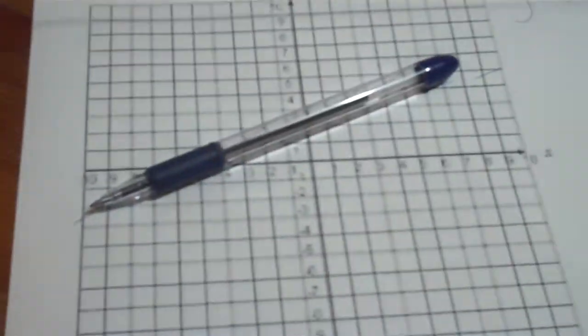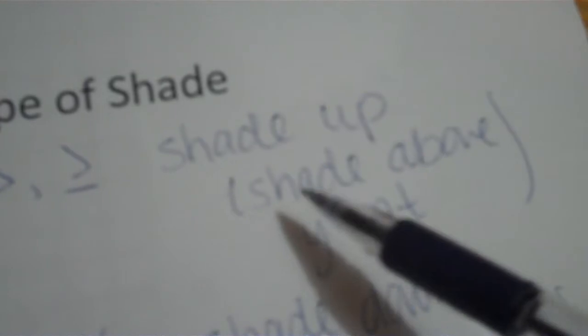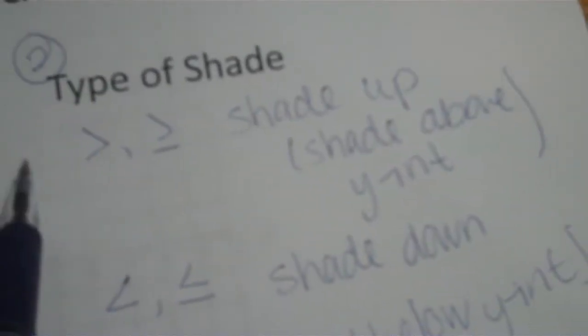The second thing is you have to figure out, so here's my line right here, if I'm going to shade above that or below it. So this symbol is greater. So I go here and I say greater means we shade up, or above the y-intercept. So I look here. Here's my y-intercept. I need to shade above it. So I need to shade above the line.